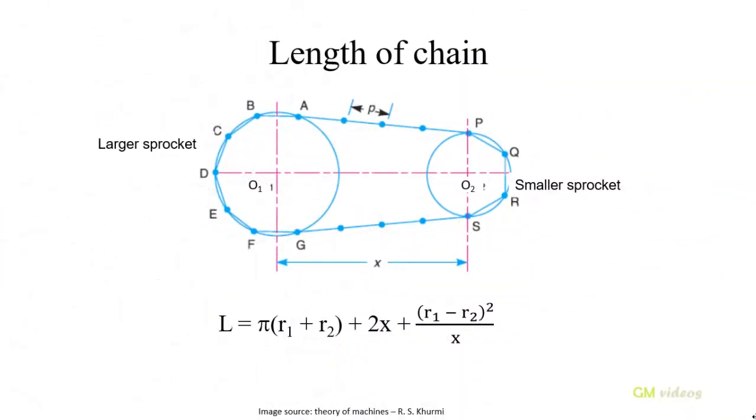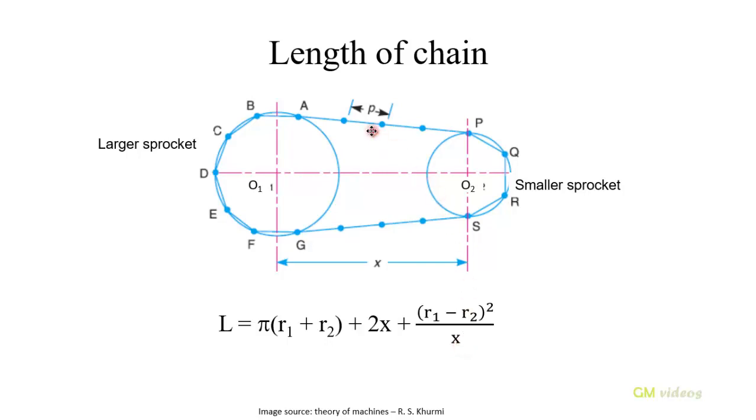Hi, welcome back. Let us now derive the equation for the length of chain. Consider two sprockets. Let O1 be the center of the largest sprocket, O2 be the center of the smallest sprocket. The center distance between O1 and O2, let it be x, and let the radius of the largest sprocket be R1 and radius of the smallest sprocket be R2. Then we know the length of a belt that is wrapped around these sprockets would have been π(R1 + R2) + 2x + (R1 − R2)² / x.